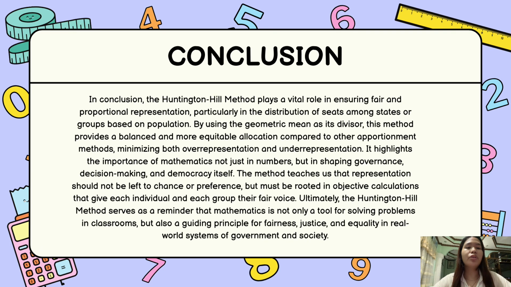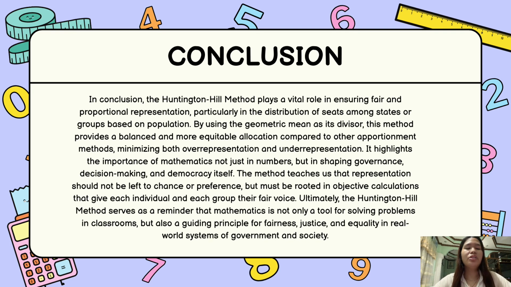In conclusion, the Huntington-Hill method plays a vital role in ensuring fair and proportional representation, particularly in the distribution of seats among states or groups based on population. By using the geometric mean as its divisor, this method provides a balanced and more equitable allocation. Compared to other apportionment methods, it minimizes both overrepresentation and underrepresentation. It highlights the importance of mathematics not just in numbers but in shaping governance, decision-making, and democracy itself.